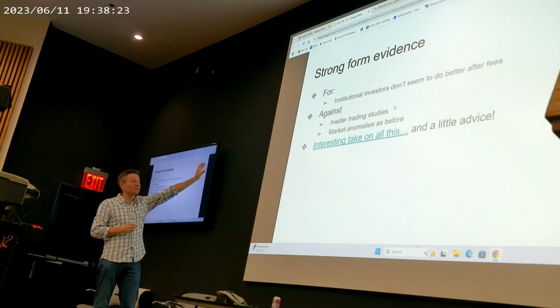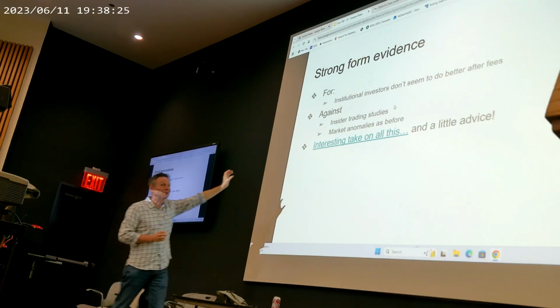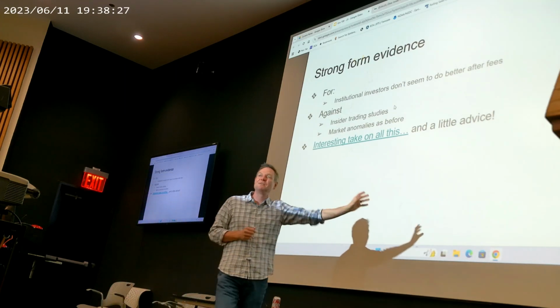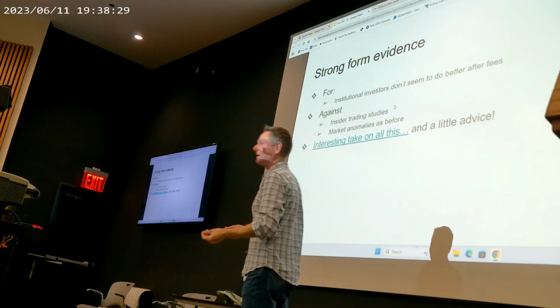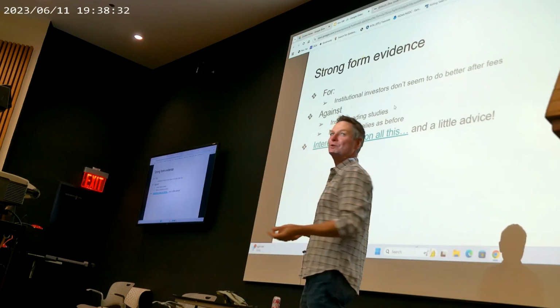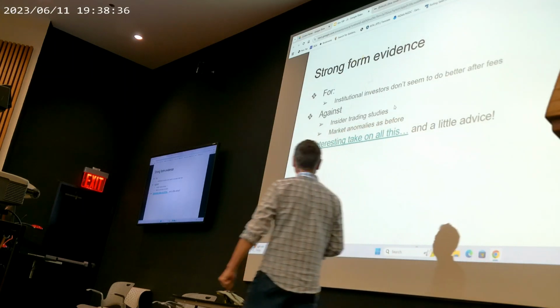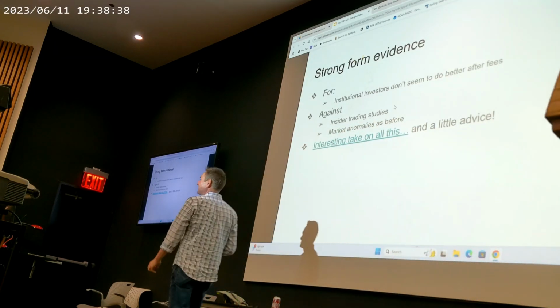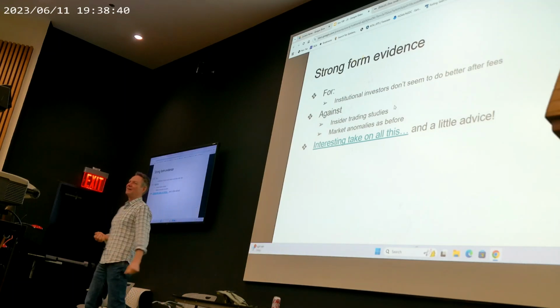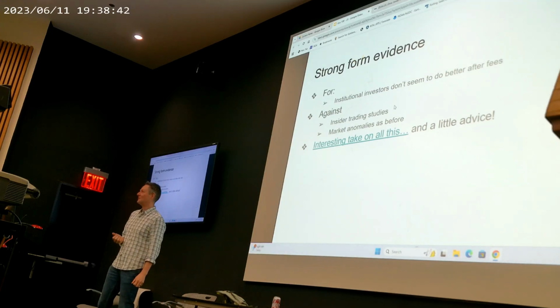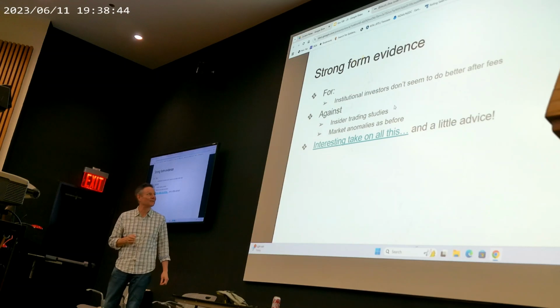But there is some evidence that suggests this doesn't hold. Believe it or not, there have been studies done of how insider trades work out, and it turns out that if you can engage in insider trading, you can actually do quite well. You can beat the market, so to speak. Maybe that's not a surprise. Of course, that's illegal, so I don't suggest you do that.